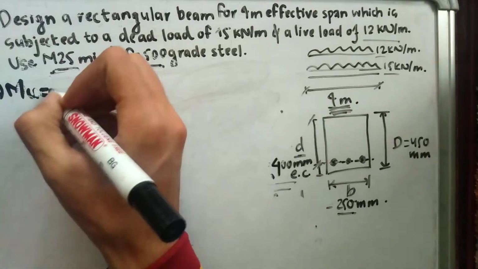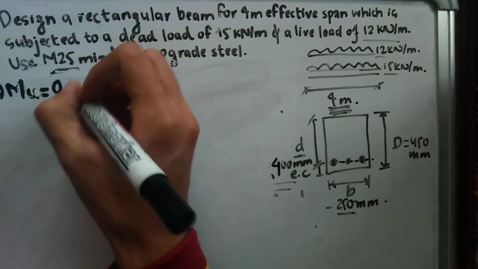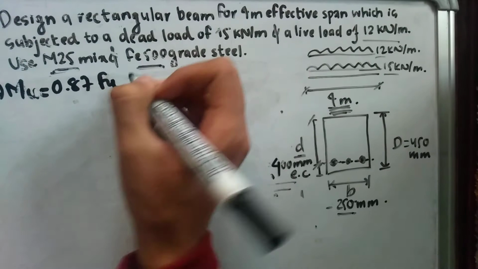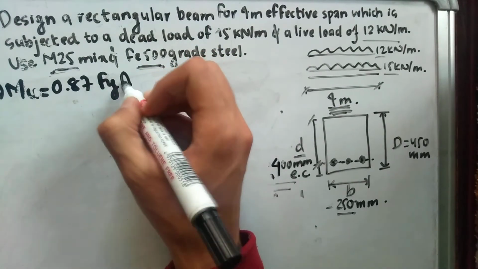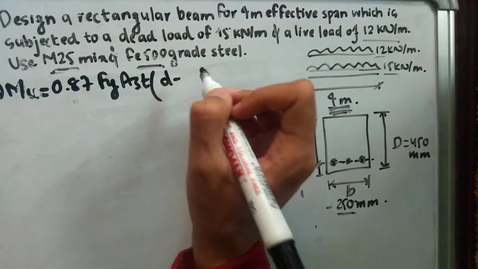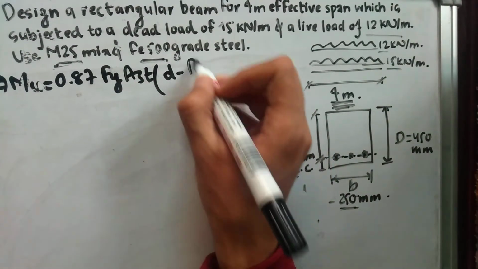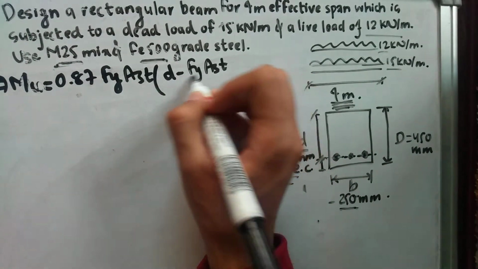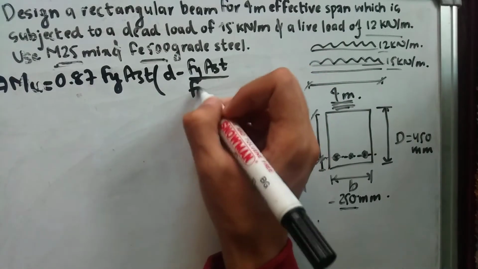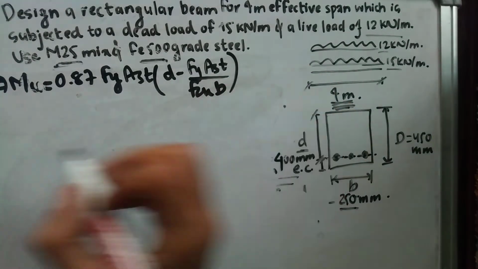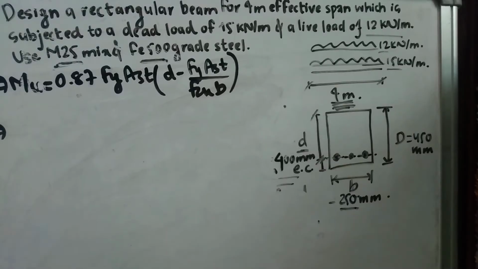We have Mu equals 0.87 fy Ast d minus fy Ast divided by fck b. So this is in Annex G of IS 456-2000.